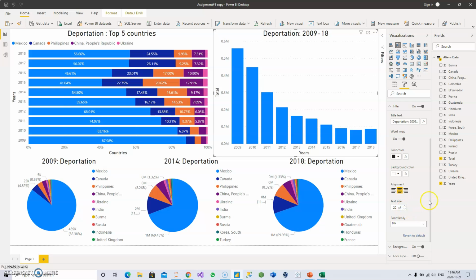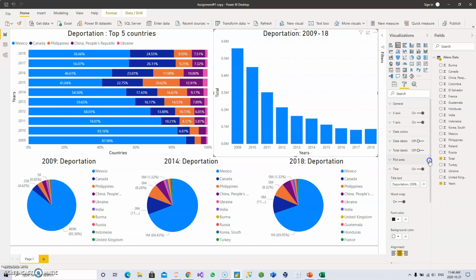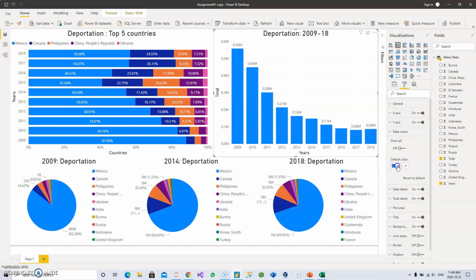which is 20 across all graphs. Let's put data labels in it and also try to put a new color. So here we are with the new chart we have of deportation.